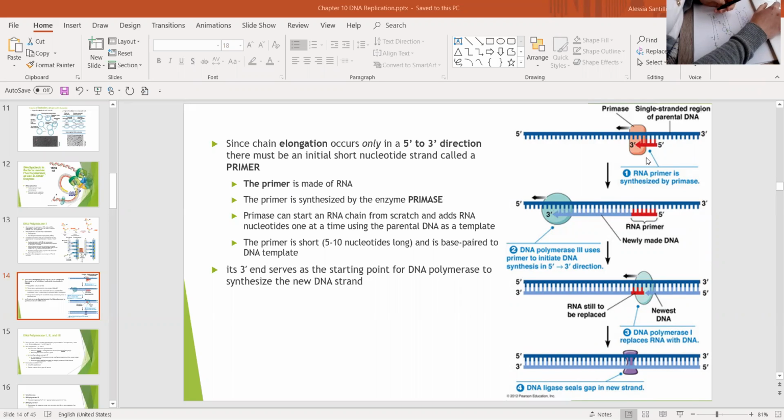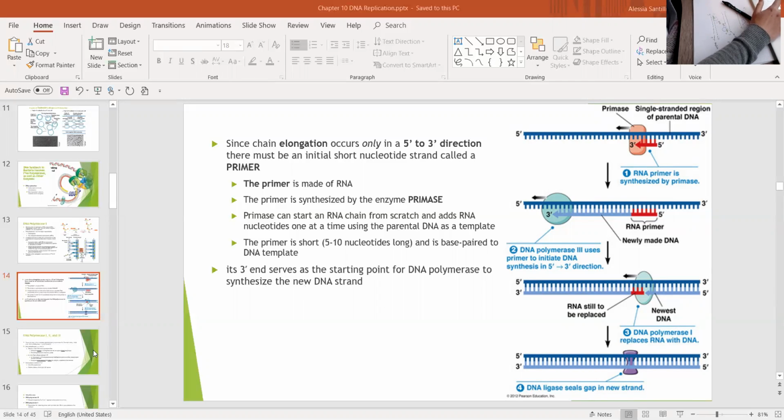So the primase is this enzyme right here, the one that's making the RNA primer in the first place. Once the RNA primer is synthesized, then DNA polymerase can latch on and elongate at the 3' end. Okay, the primers are usually quite short. They're about 5 to 10 nucleotides long, and they're base paired to the DNA template. And so eventually, towards the end of replication, we're actually going to remove this primer. Okay, so the 3' end of the primer, this right here, serves as the actual starting point for DNA polymerase.